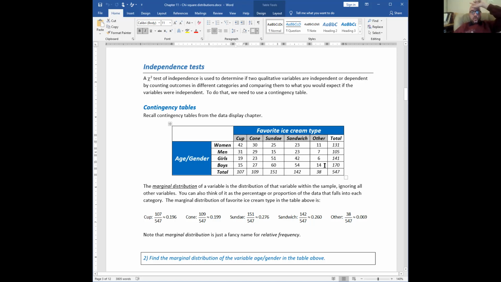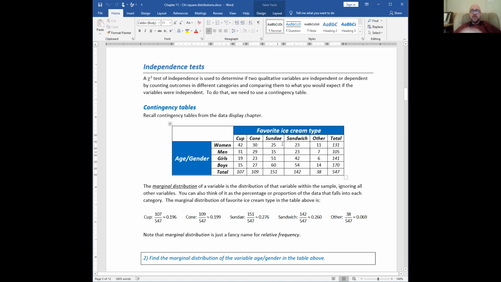What this means is if we look at the totals, we surveyed 547 people about this triviality for some reason. And we found that 51 of the people we surveyed were girls who liked their ice cream in sundae form. And 29 of the people we surveyed were men who liked their ice cream in cone form. And 11 of the people that we surveyed were women who like their ice cream in some other form that's not delineated here. So that's how you read this table.